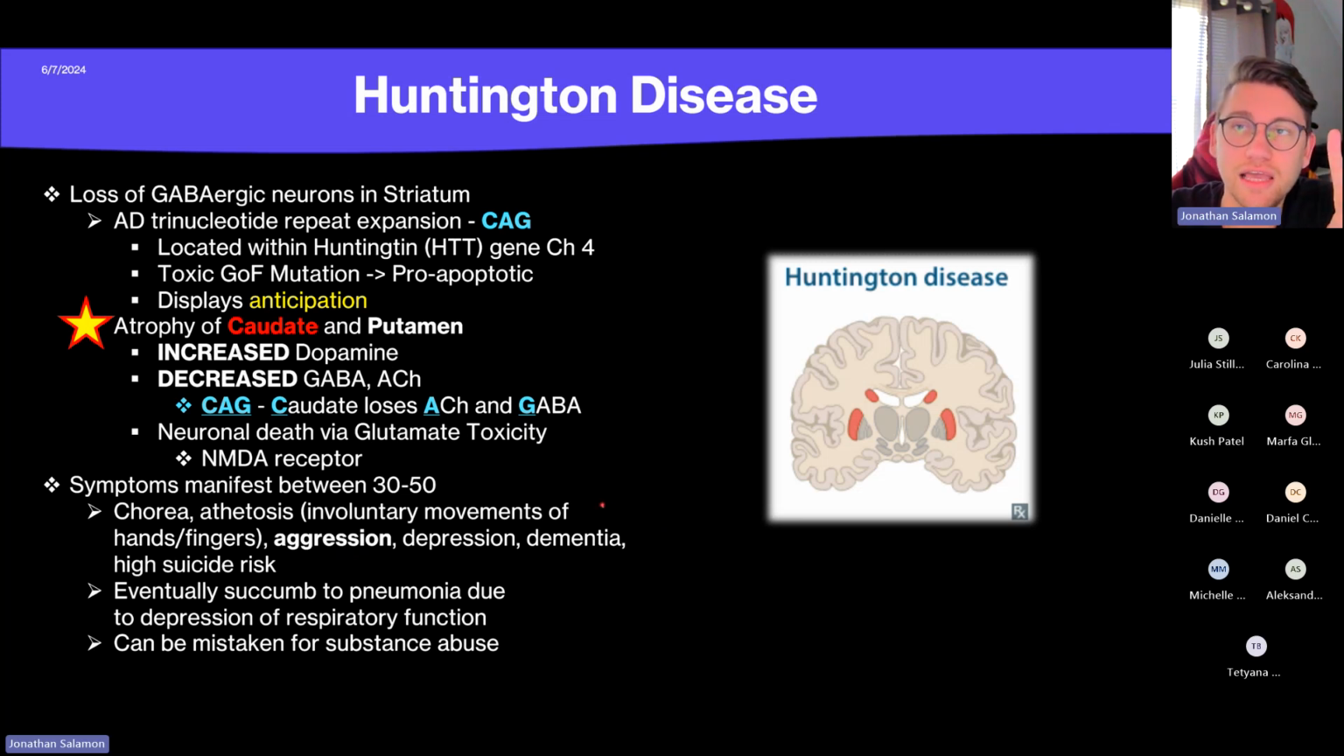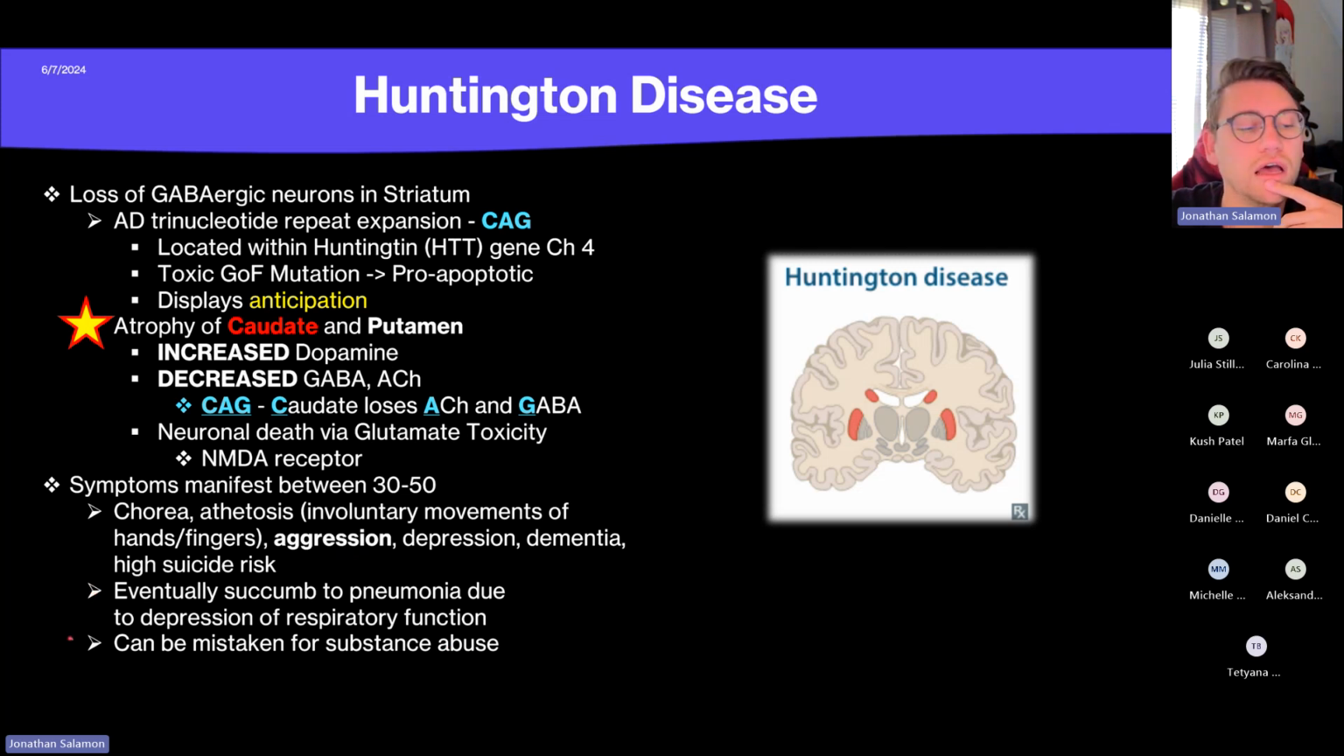Suicide risk is really high because the disease process itself makes them very depressed. This disease is essentially a death sentence, but that's not why the suicide risk is increased. The disease itself causes depression, dementia, mental issues, and then eventually they will die due to respiratory depression. So they'll get pneumonia, aspiration pneumonia, and they'll die due to respiratory failure.